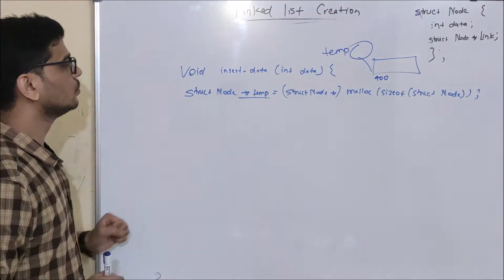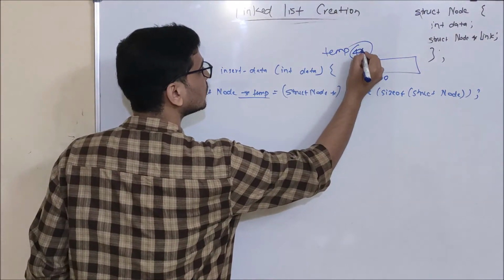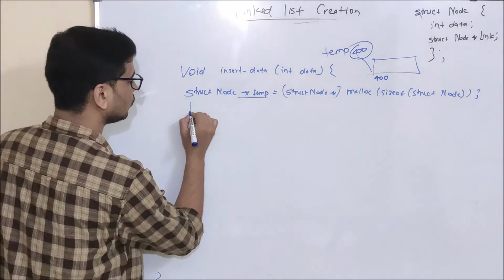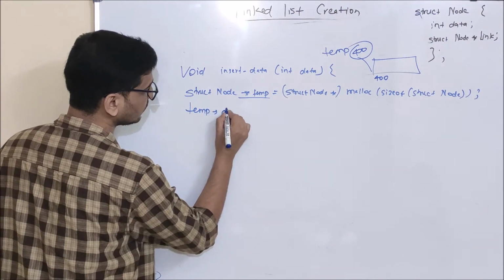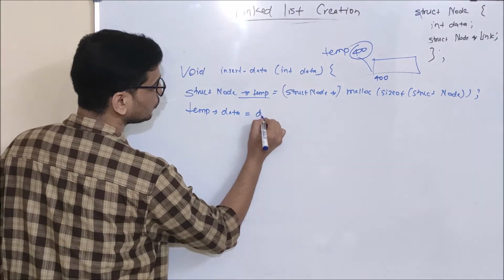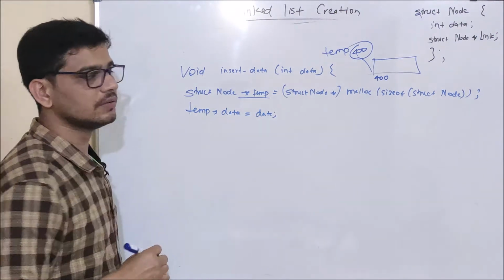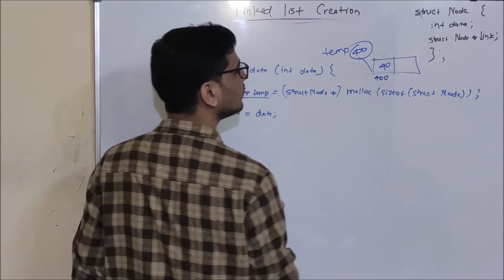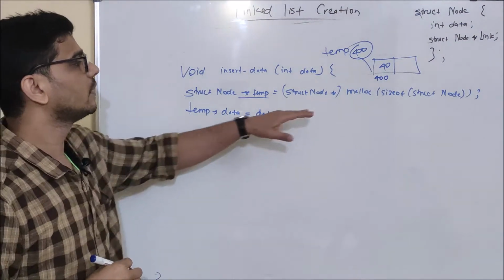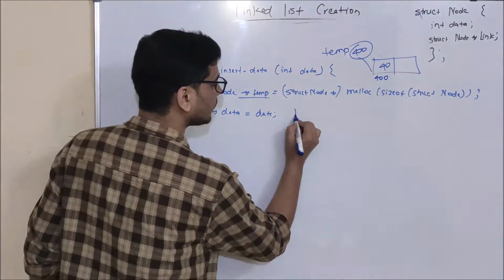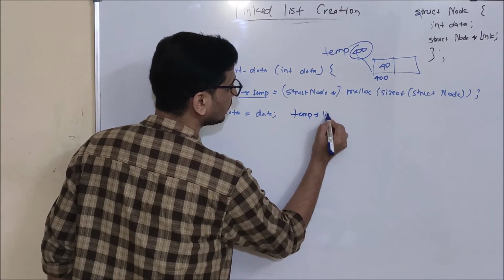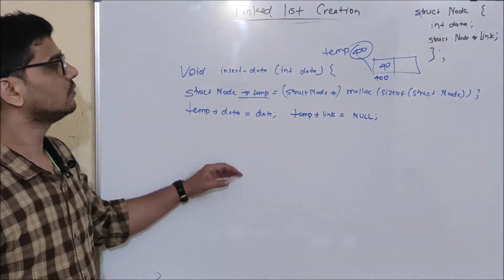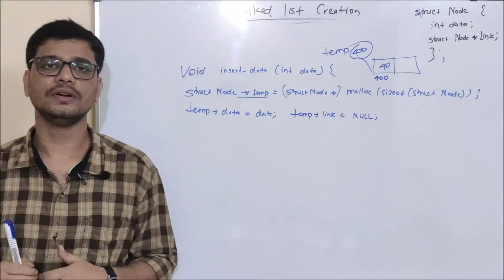Okay, so what I am going to do, once I have this node, I will update the data and link part. So in data part, I will update data. Suppose user has given us 40 as data. So what will happen? 40 will be updated in the data part of this particular node. And what I will do after that? I will update the link part. Temp.link equal to none. Now friends, this is what I am going to do with the newly created node.